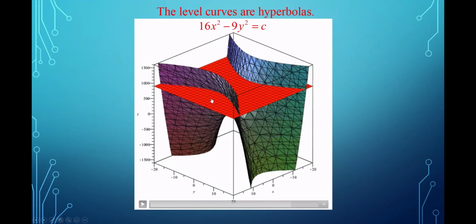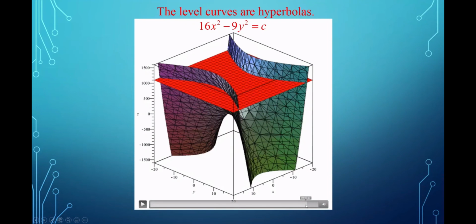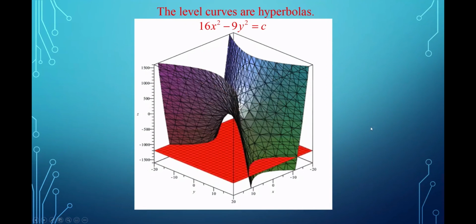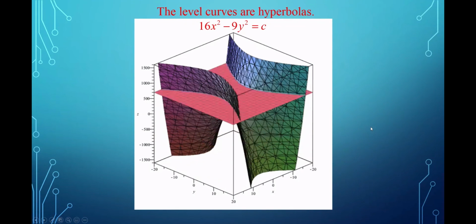This one's at z equal to 900, so you'll be putting 900 in for that constant to get the actual equation of the hyperbola. It would be the intersection of this red plane and my hyperbolic paraboloid. And if we maybe click one more time here, there's another one. I'll let you look at them all one more time here.